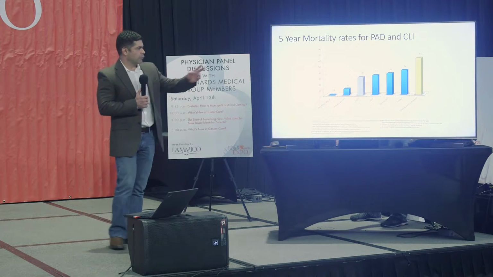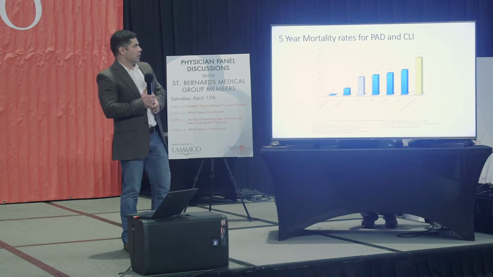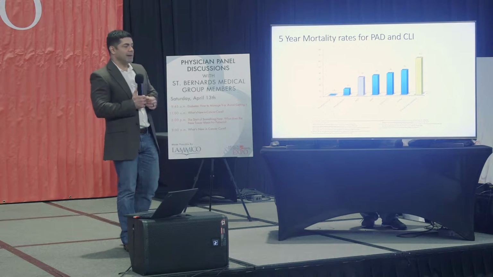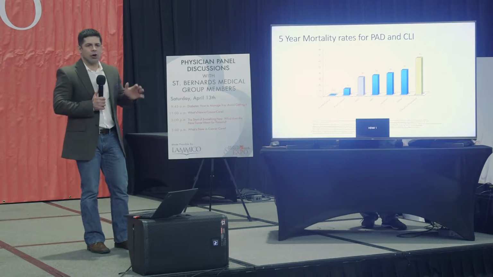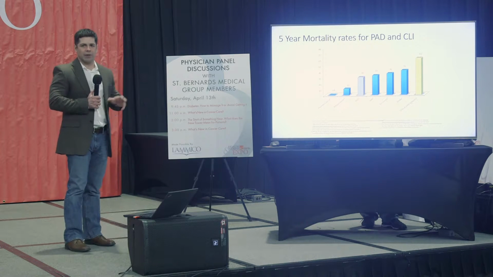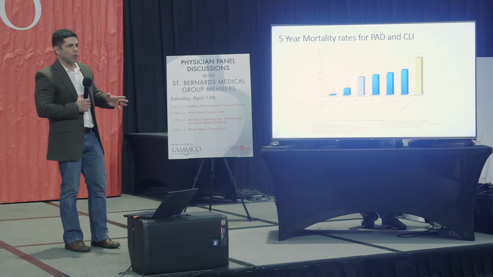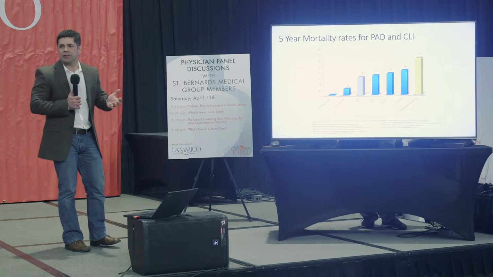Again, focus to the left of the screen. The 5-year mortality for PAD and critical limb ischemia is 61%, which is more than anything else on the board. So peripheral vascular disease and cardiovascular disease is very, very important. It's a leading cause of death in the US; if you put them together, more than any of the cancers put together.